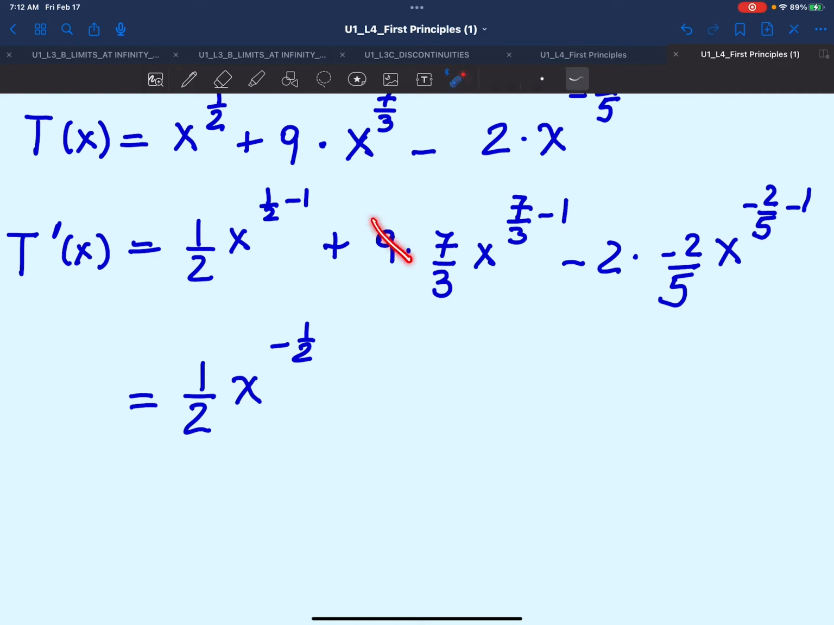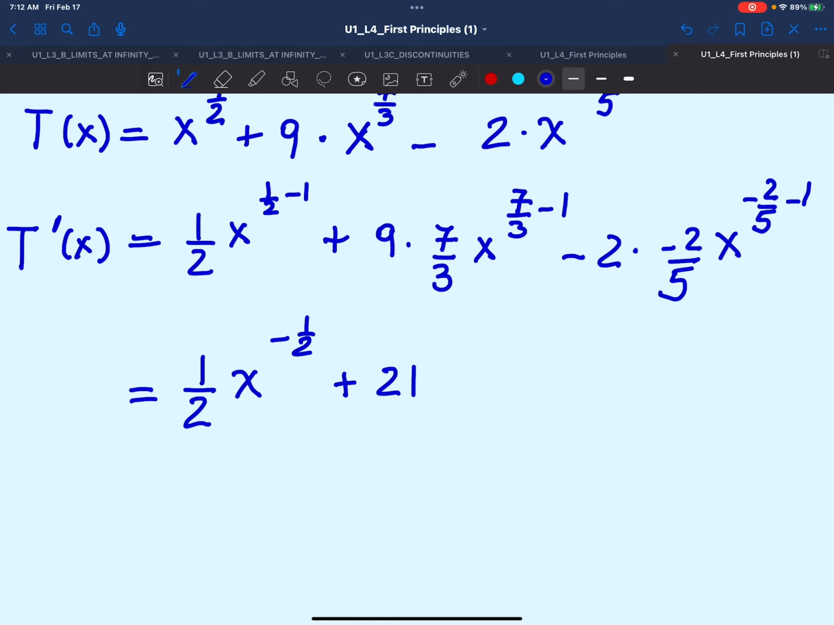So the 9 and the 3 will simplify to a 3, so times 7, 21. x will be to the power of, same idea, 7 over 3 minus 3 over 3 this time, that's 4 over 3. And then minus, oh, wait a second, minus and minus will make a plus, so that's plus 4 over 5. So we'll write that. And then x will be to the power of negative 2 over 5 minus, we'll write 1 as 5 over 5, so negative 7 over 5.